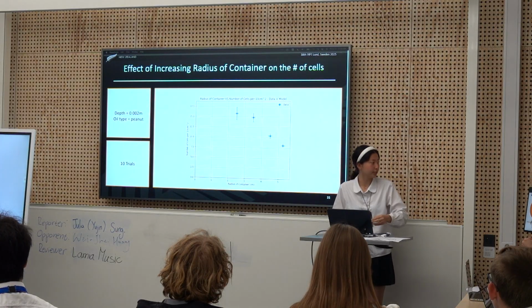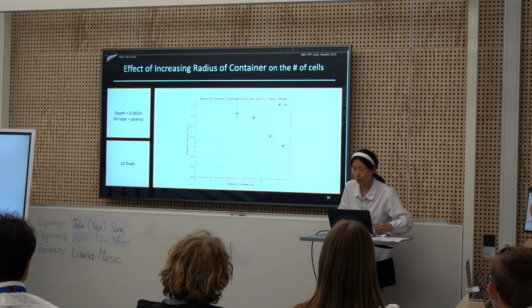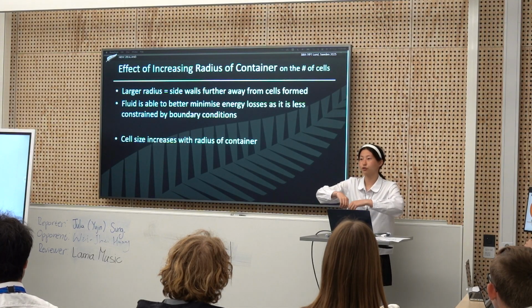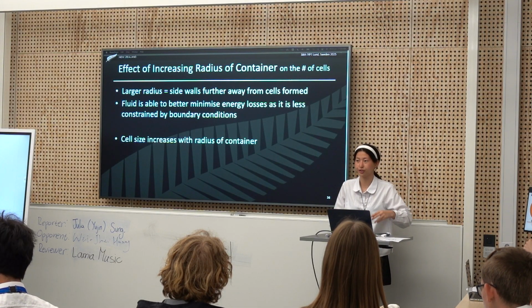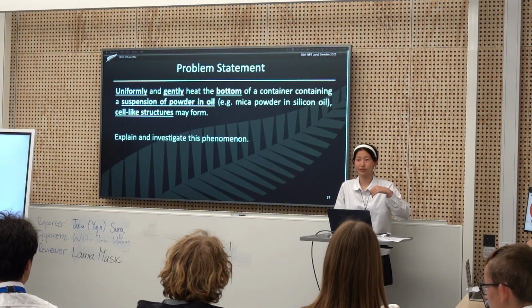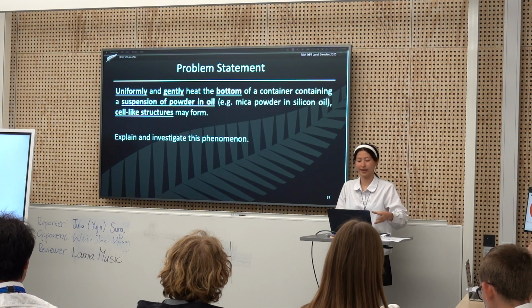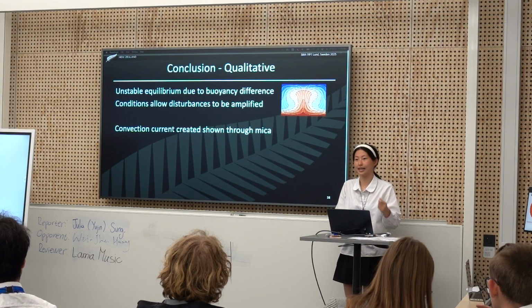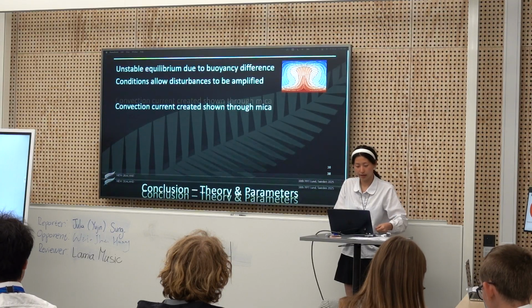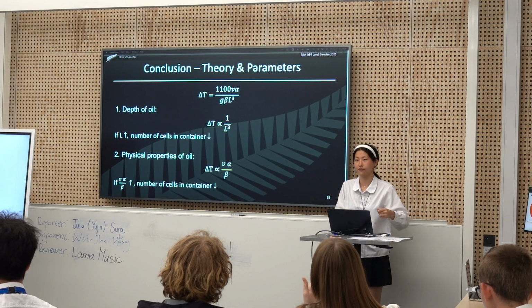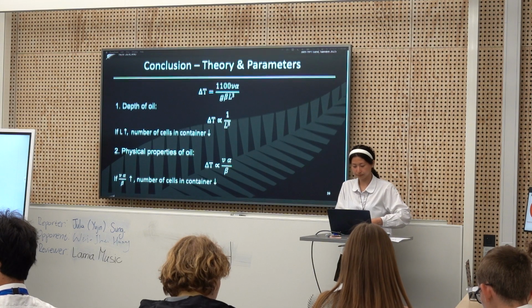The effect of increasing radius of container on the number of cells, we can go over this in discussion again, but a larger radius means that fluid is able to move more freely and have a better aspect ratio. Problem statement, I believe I fully explained and investigated the phenomenon. The conclusion is that convection occurs, and that's shown through the mica powder. This model works, fits very well with data, and I've been able to justify any deviations from data.